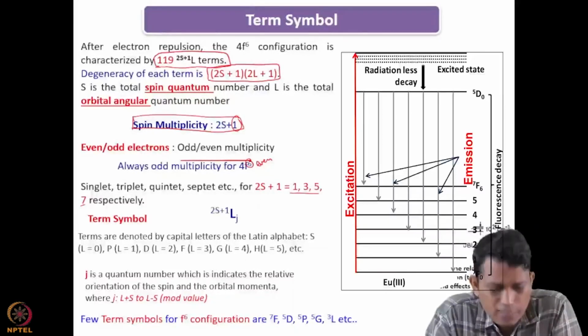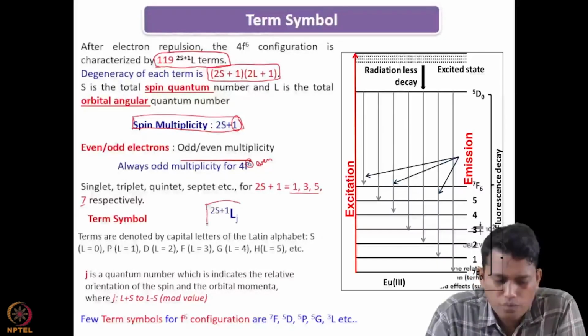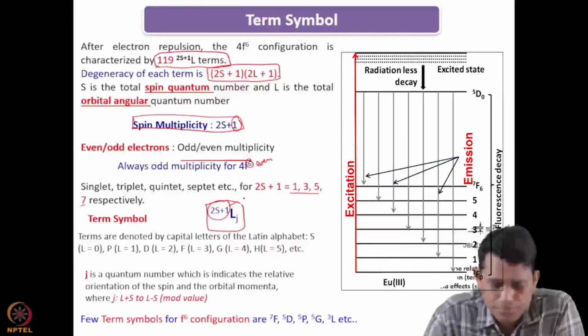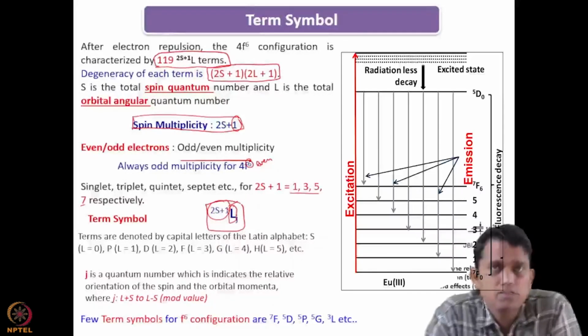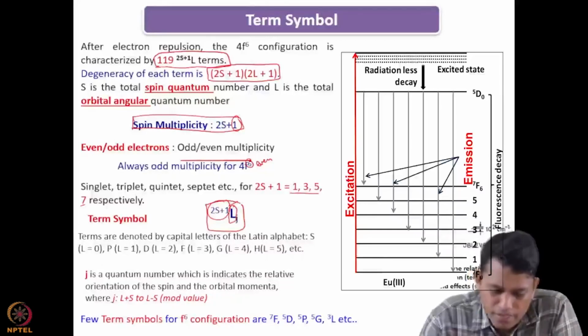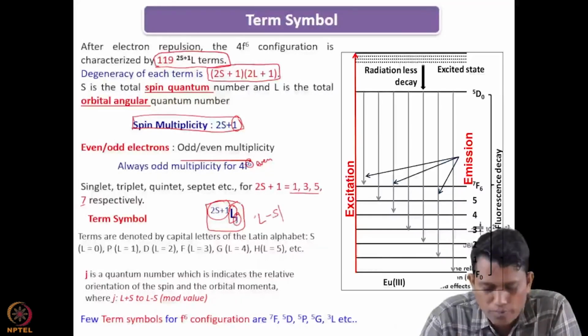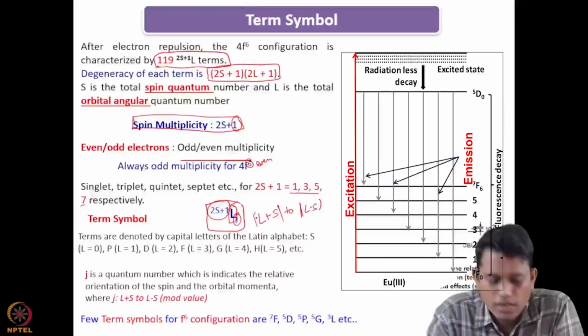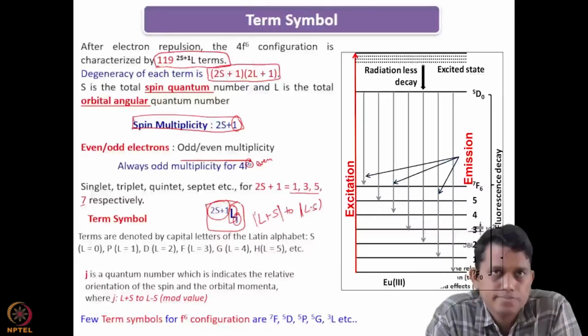So let us try to derive the term symbol for this f6 configuration, which will be written in a form like this, where we write the spin multiplicity on top. L is the total angular momentum, which we have seen is the sum of L1, L2, L3, that is, the individual orbital momenta of all the electrons. And J talks about the coupling of L and S, which goes from L plus S to L minus S.